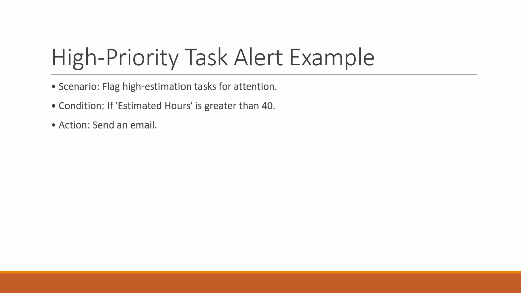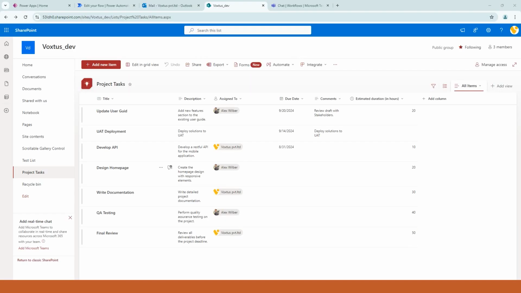Let's see one more example, the high priority task alert example. For this example, we are checking for a high priority task by looking at the estimated duration in hours field. If the estimate exceeds 40 hours, a message is posted in Teams for immediate attention. It's like raising a red flag on a project or task.